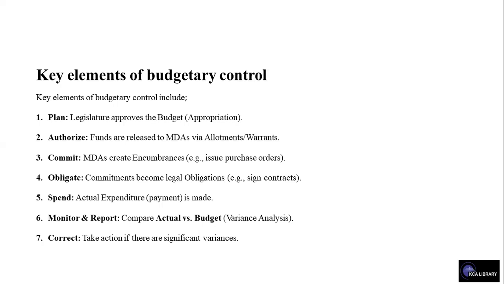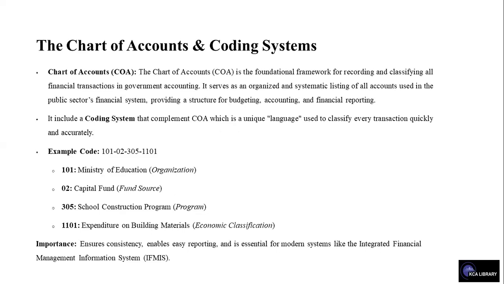And another is monitor and report, which talks about comparing actual versus the budget to see the variance, to provide a variance analysis of the spending. And the last one is the correction aspect, which takes action if there are significant variances. The last aspect of this module is the chart of accounts and coding system.